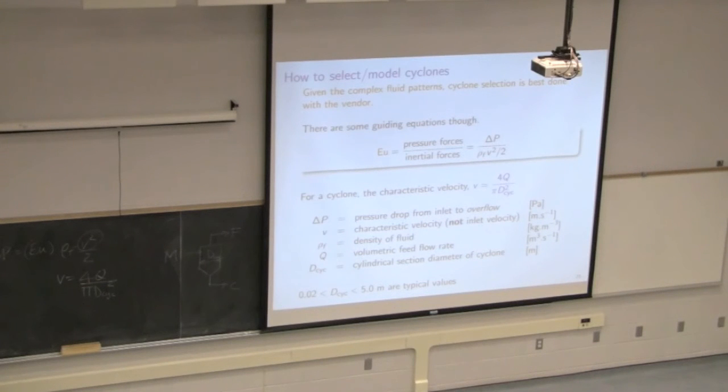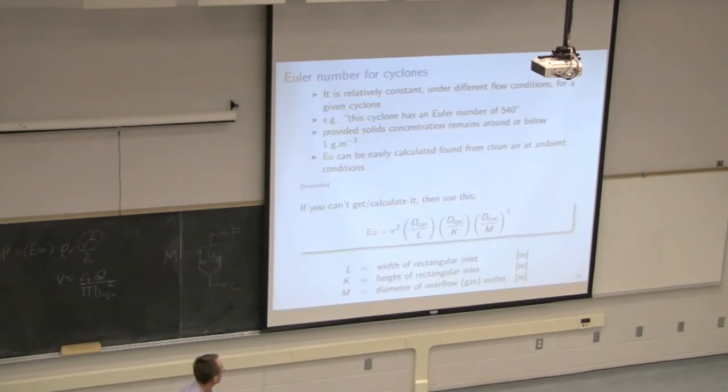You walk into a company, no one knows who purchased the cyclone or where the documentation is for it. You can easily get the Euler number. And if you don't, you can approximate it using this very crude formula that will give you a good ballpark figure. So Euler number is characteristic of the cyclone. That's the important first step.